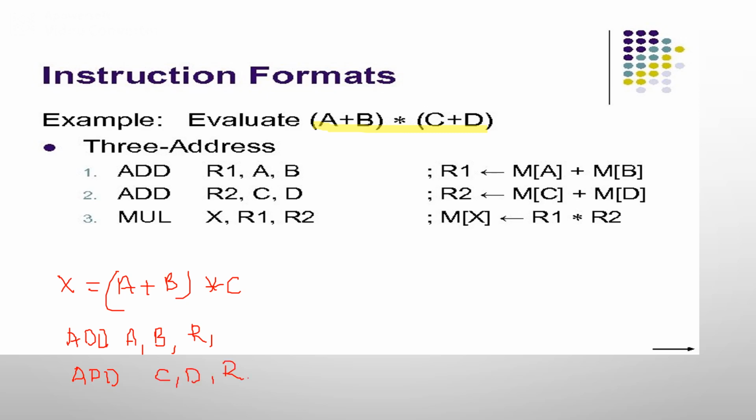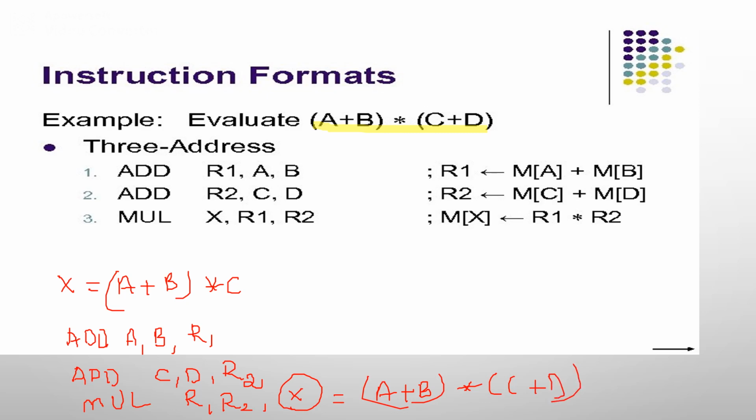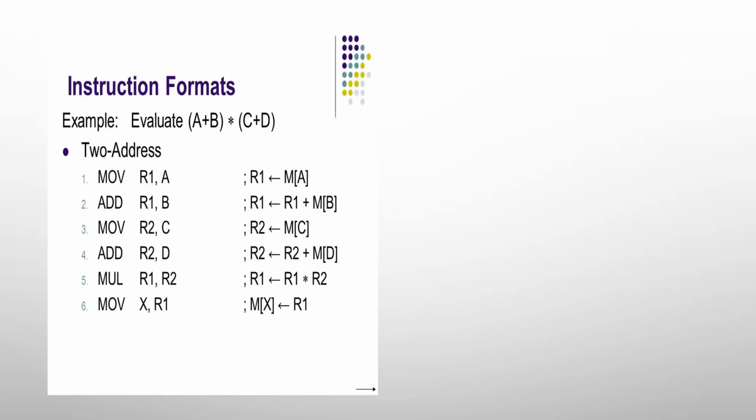I'll store it in R2, and now I'll perform multiply R1 comma R2 and store it in x. So now x is having the value a plus b star c plus d. So this is how we can perform a plus b star c plus d using 3 address instruction. So evaluate a plus b star c plus d.